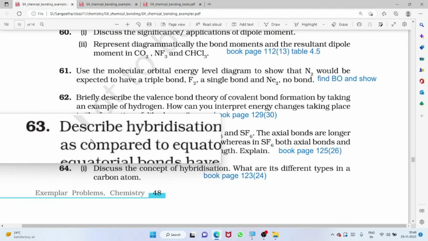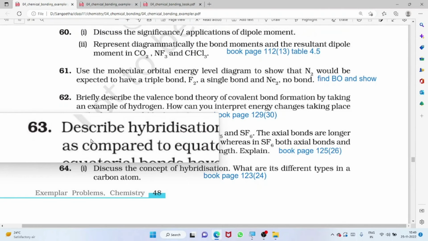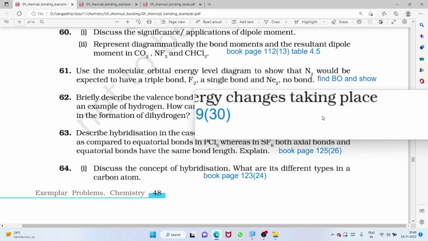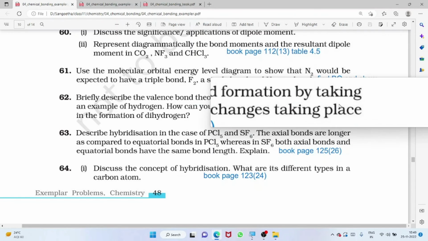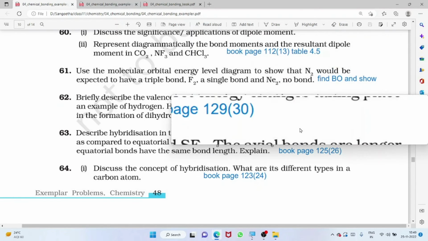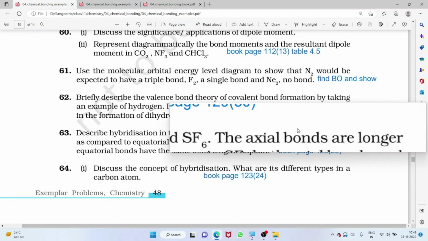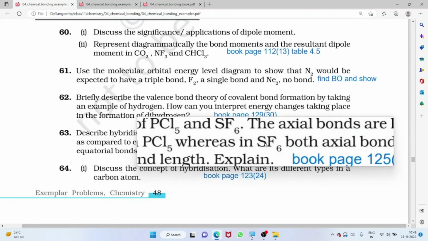Use the molecular orbital energy level diagram to show that N2 would be expected to have a triple bond and F2 a single bond. You have to find the bond order using the molecular orbital energy levels, and after that you can show the bond order.